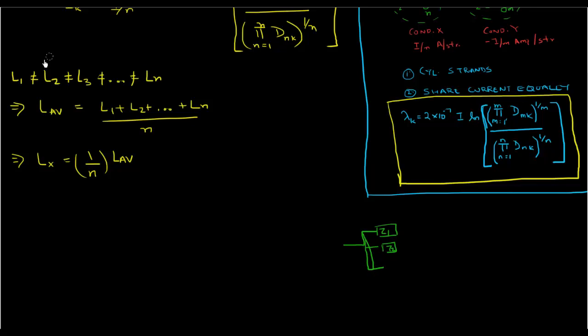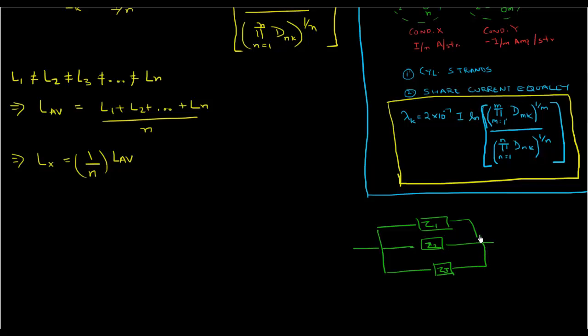Let me just draw that properly for you so you see that clearly. So there are three parallel impedances. There's Z1, there is Z2, and then there is Z3. The average impedance is going to be Z1 plus Z2 plus Z3 divided by 3.